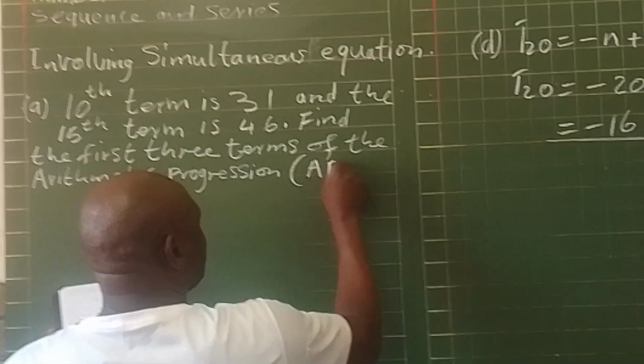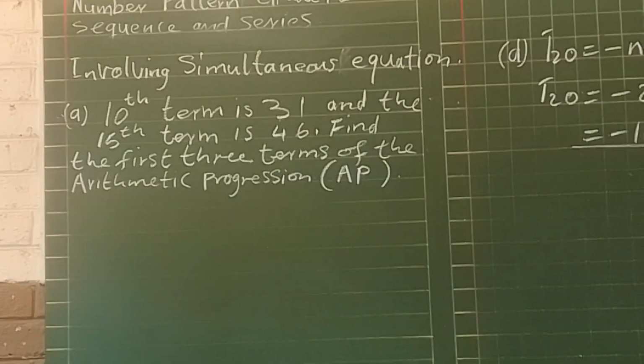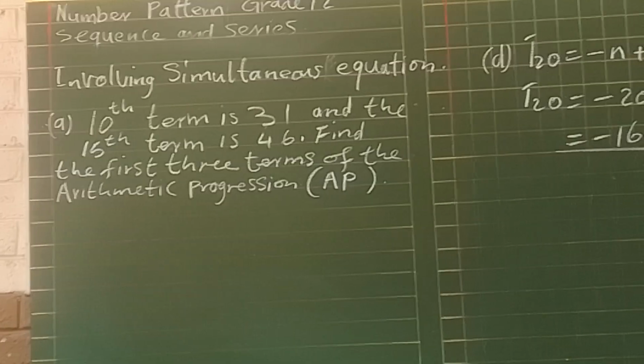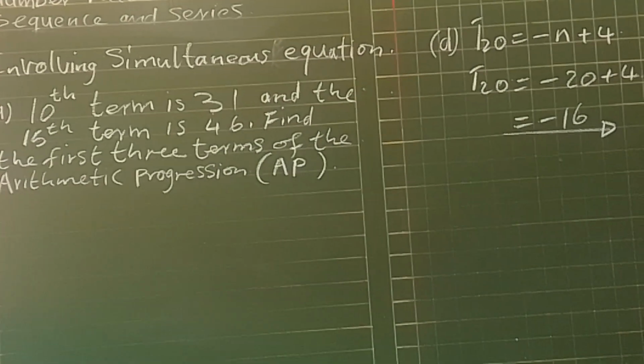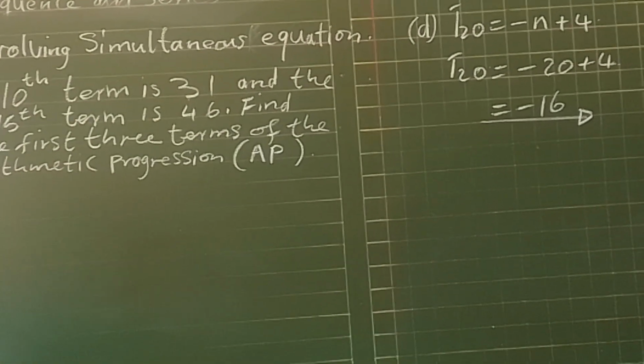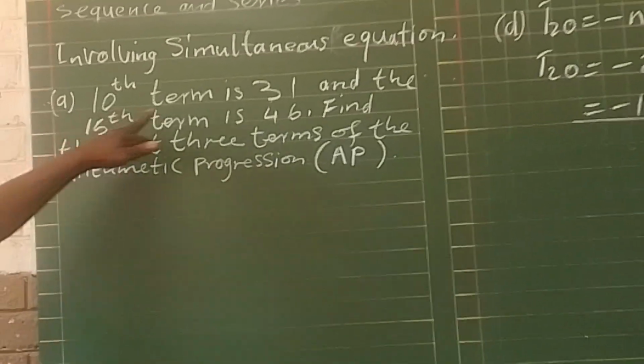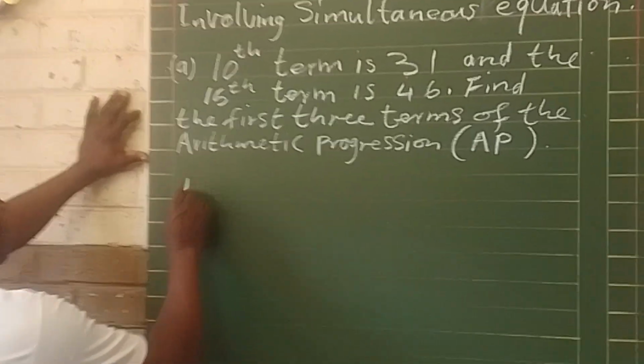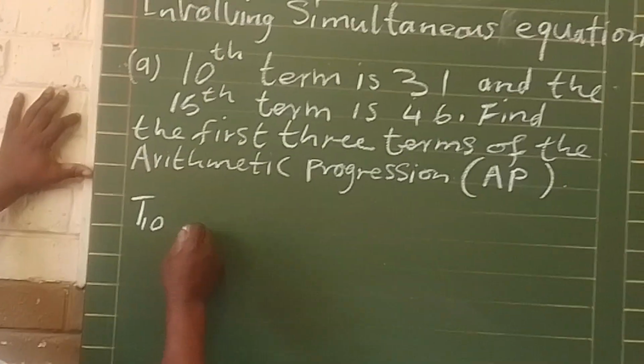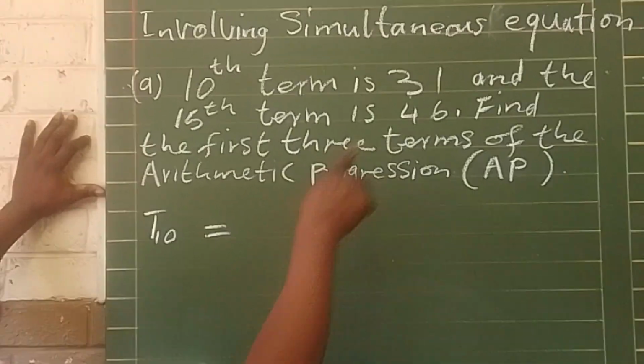Sometimes it is abbreviated AP. Right? Now we are involving the simultaneous equation, right? Do not forget that, guys. The 10th term, T10, is equal to 31.